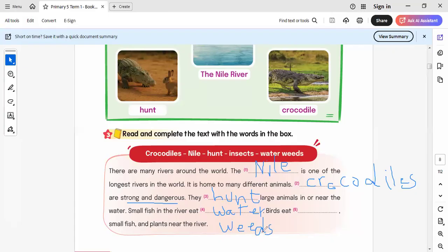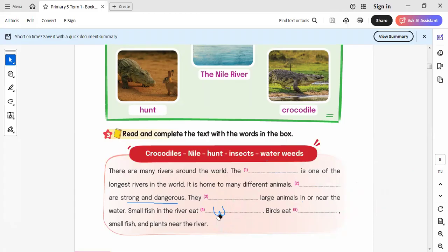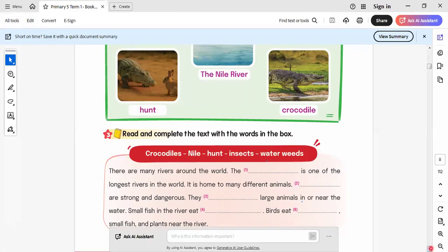What are water weeds? We saw them in the picture in the previous part. Okay, birds eat what? Small fish, insects, and plants near the river. Insects, small fish, and plants near the river. Let's continue the rest of the unit. Today, I will start the unit with two lessons. Next class, I will continue. Let's go to another one here.